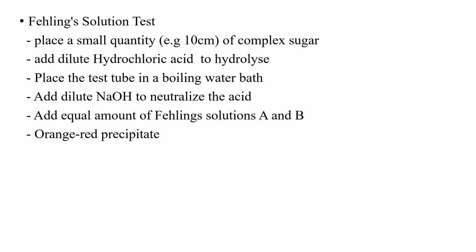Then you can also test for reducing sugar by using Fehling solution. That one is described as Fehling solution test. You place a small quantity, about 10 centimeter cube of a complex sugar. In this case, you add dilute hydrochloric acid. It's a complex sugar, so we're adding dilute hydrochloric acid to hydrolyze the complex sugar. Place in a boiling water bath.